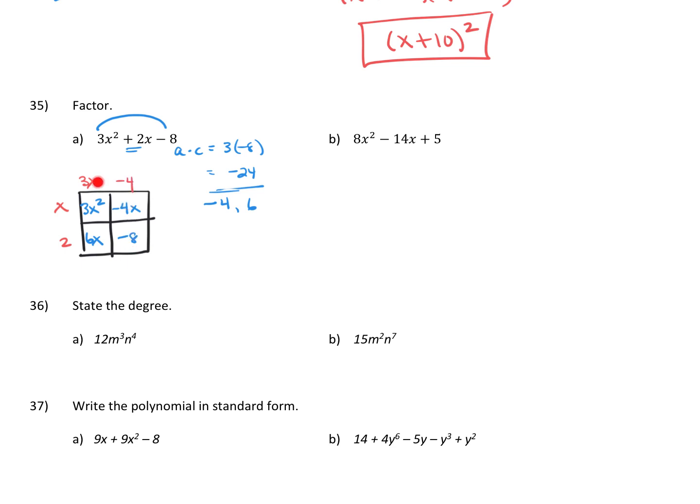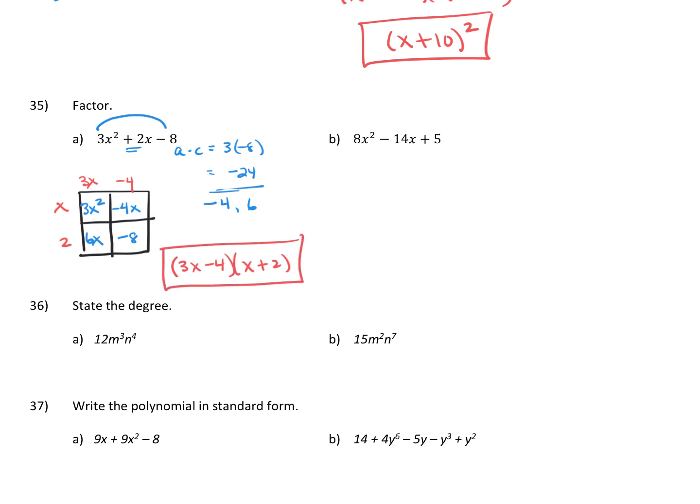Do a quick check. Is 3x times x 3x squared? Yep. Negative 4 times x is negative 4x. 3x times 2 is 6x. Negative 4 times 2 is negative 8. Okay, so that all looks good. We can put our answer together. We have 3x minus 4 as one of our binomial factors, and the other one is x plus 2.